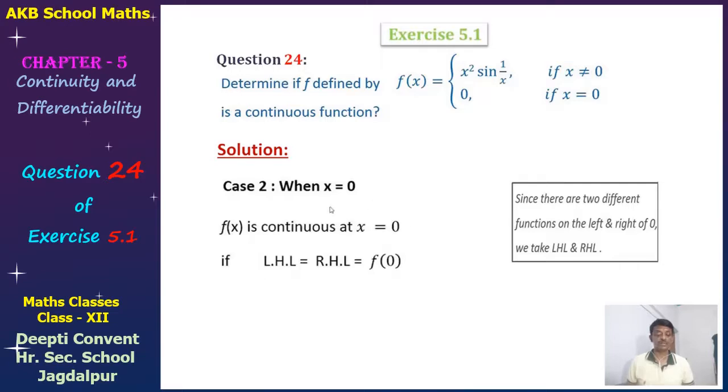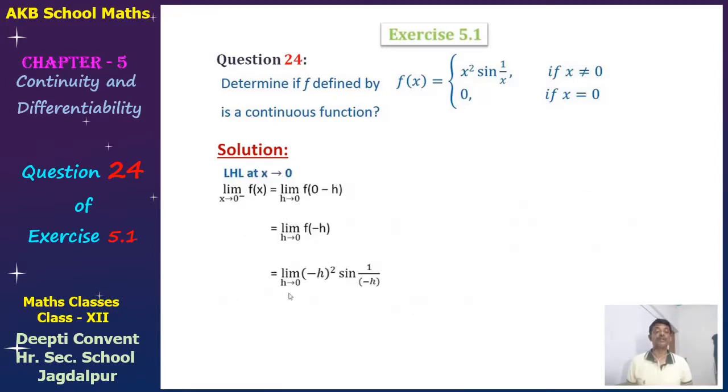f(x) is continuous at x equal to 0 if left hand limit, right hand limit and value of the function are equal. Now let us find left hand limit. Limit x tending to 0, h tending to 0, 0 minus h, f(minus h), left hand side also use this value, right hand side also use this value. Here f(minus h) is minus h square sine 1 upon minus h.